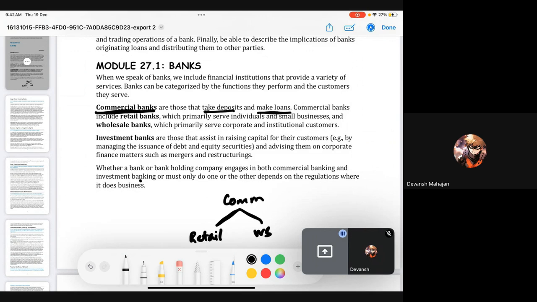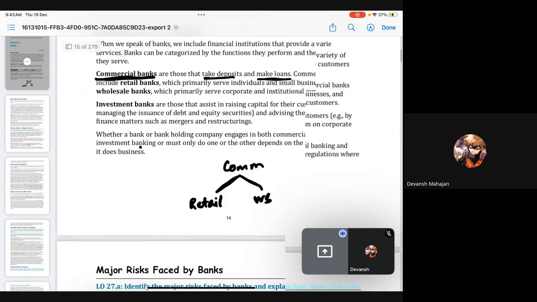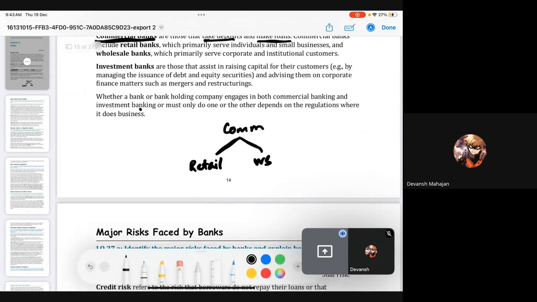Because what is the traditional banking business model? The traditional banking business model is you take money.